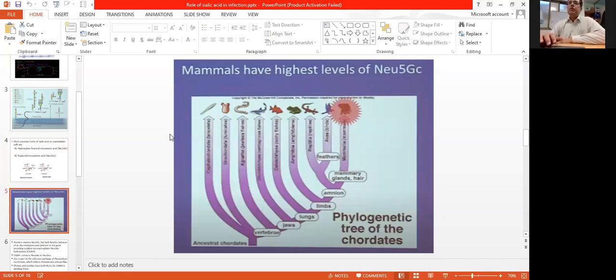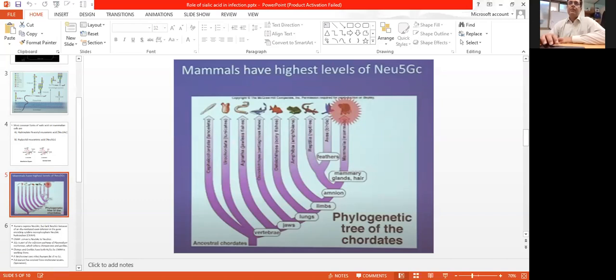Now we are talking about these two types of sialic acids, the NEU5AC and NEU5GC. So NEU5GC, this particular sialic acid, is found at the highest levels in mammals. Here, if you look at the phylogenetic tree of the chordates, you would find mammals here at the top, and NEU5GC is found highly expressed in the mammal, although it is found in other chordates as well.